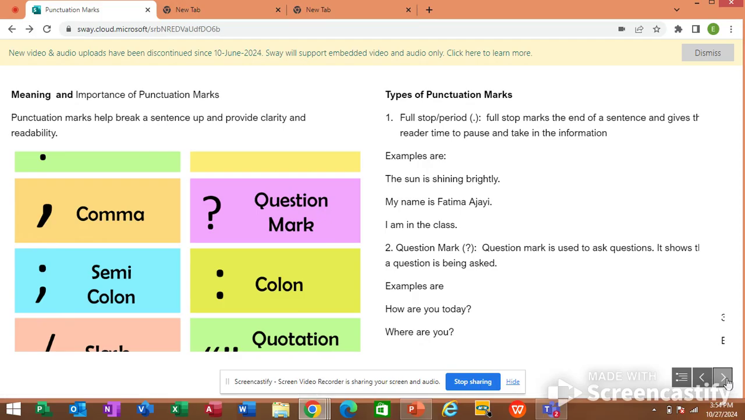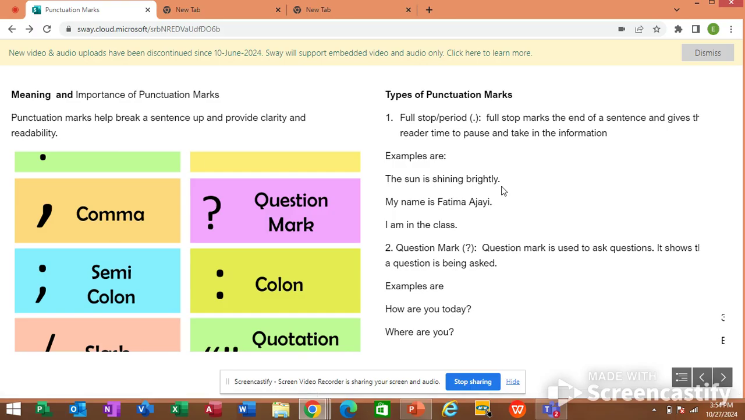Let's look at the first one, full stop. We are told that a full stop ends a sentence. When you make a sentence, you end it with a full stop. That shows that you have concluded your sentence. For example, the sun is shining brightly. At the end of my sentence, there's a full stop here, as you can see.